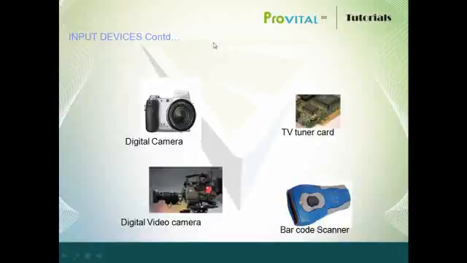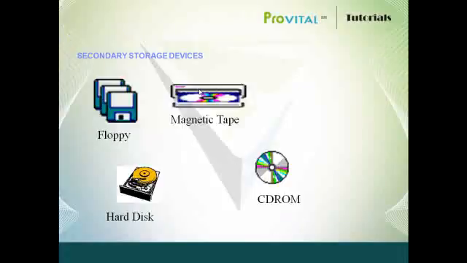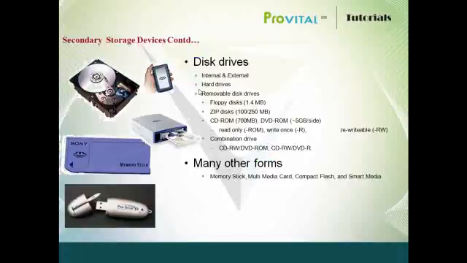The next input devices are the digital camera, TV tuner card, digital video camera, barcode scanner, and some output devices are also displayed here: the printer, monitor, speakers, and fax. Secondary storage devices are just like floppy, magnetic tape, hard disk, and CD-ROM.